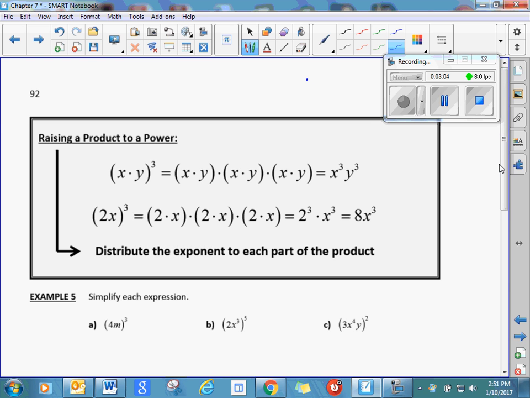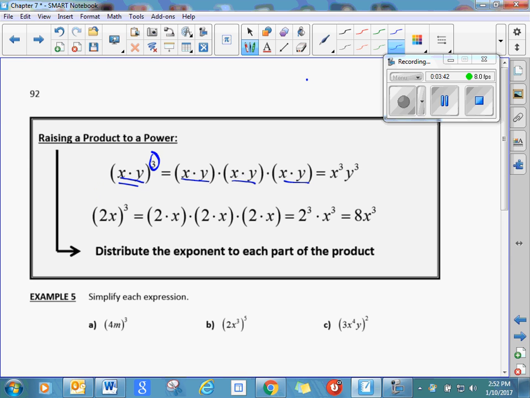So the next one is raising a product to a power. So now inside of the parentheses, instead of just a single base, we're going to have a product. We're going to have a couple things multiplied together. So let's go ahead and stretch it out, and then we'll talk about the rule. If you're looking at what they're asking us to do here, they're asking us to take x times y and repeat that as a factor 3 times. 1, 2, 3. So when we put it back together again and drop the parentheses because we don't need them anymore, we have x to the 3rd power, y to the 3rd power.